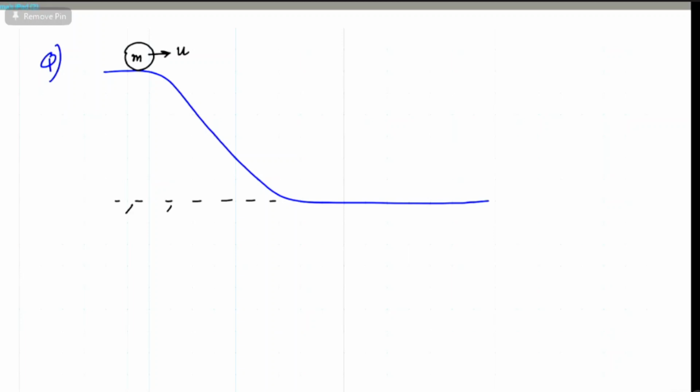Suppose there is a path like this. Suppose there is a path like that. This is the N pole, going horizontal with you. This is your ground. This height would be h.